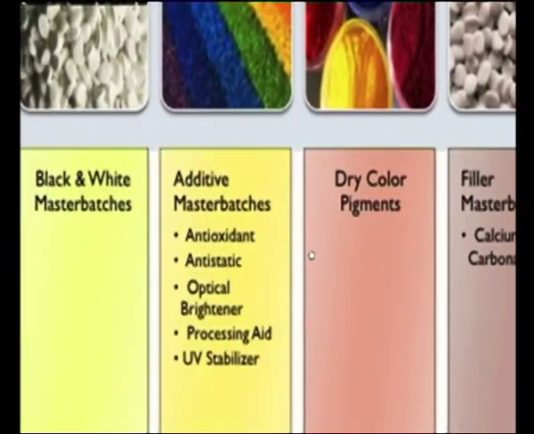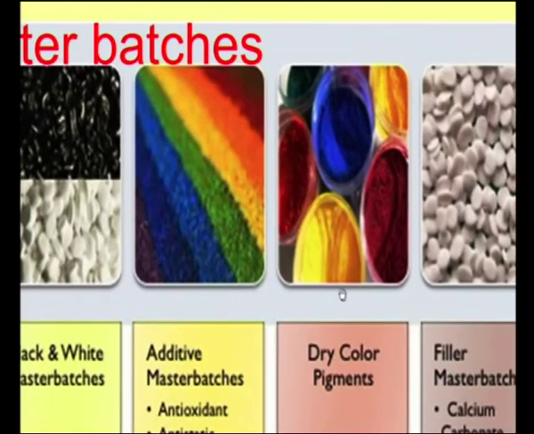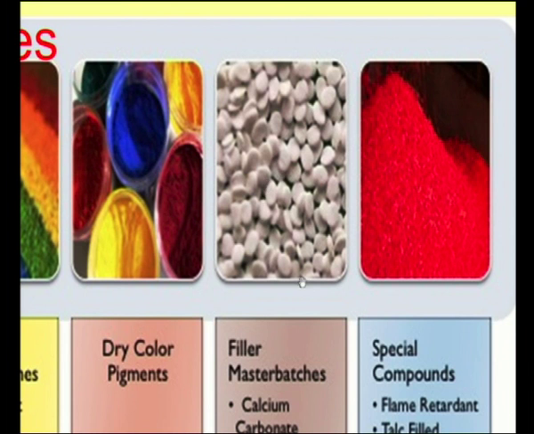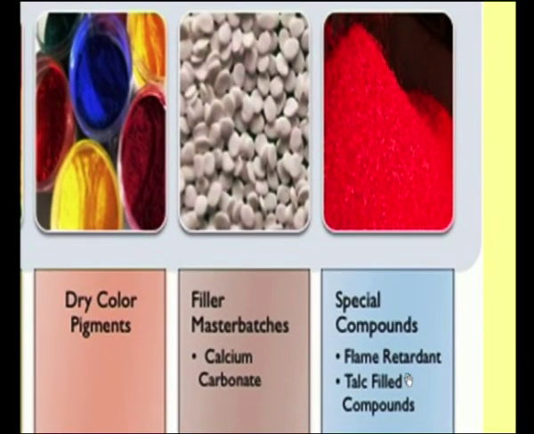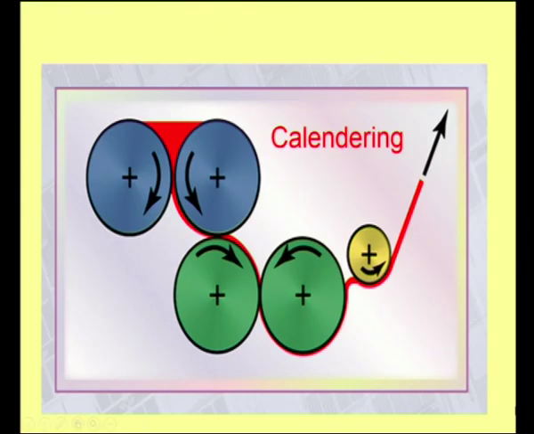So these are additive master batches, where the master batches not only have the colorant, but the antioxidant or antistatic additive, processing aid, that is lubricant additive, and UV stabilizer are all added and available in this form, and these are all dry color pigments. These are filler master batches, mainly calcium carbonate to reduce the cost, and then these are all the special compounds where you have flame retardant additive added as well. So these are the different types of master batches that are available commercially.